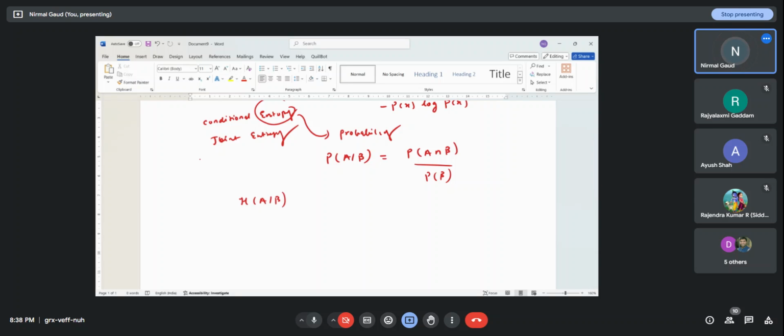So conditional entropy, just like entropy, we will refer. H(A|B) is equal to minus P(A|B) log of P(A|B). This is conditional entropy. Just like entropy, we can refer to this thing.